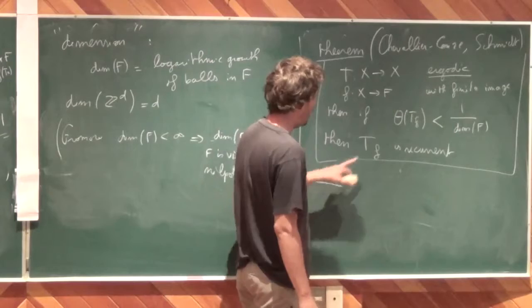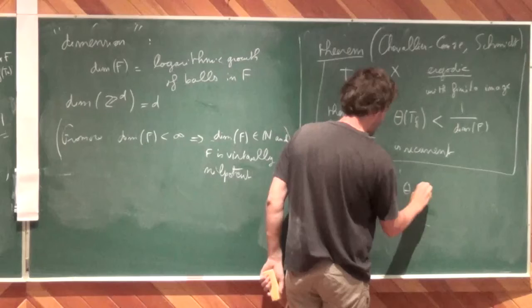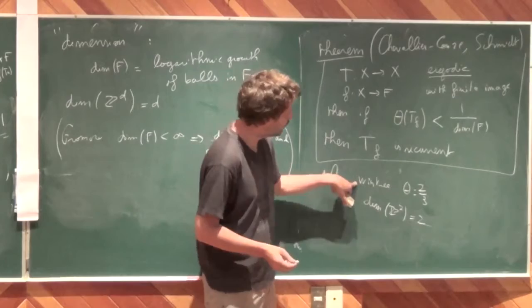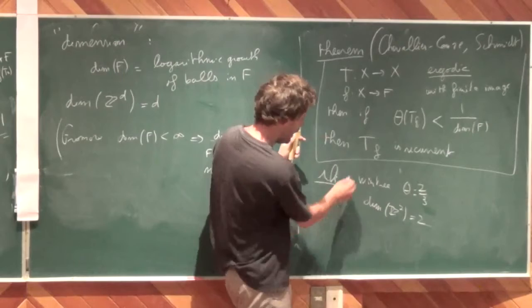In the Wintry, theta is 2/3, and the dimension of f, the dimension of Z2, is 2. And so, even if you prove that yeah, 2/3 is not smaller than 1/2, this is an easy lemma.